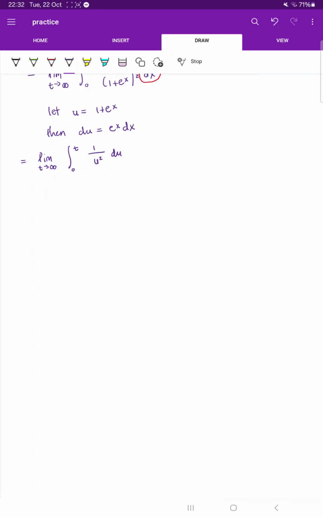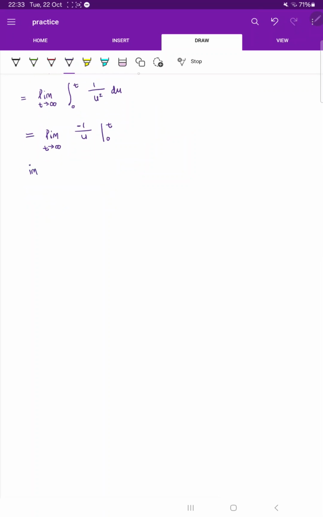So now we can evaluate our integral like normal. So limit t goes to infinity. Now if I take this integral, it's going to be minus 1 over u from 0 to t. Why? Because this is going to be u to the minus 2. Then if I add 1 to the exponent, divide by the same thing, then we get this, okay? So I just did it in my head.